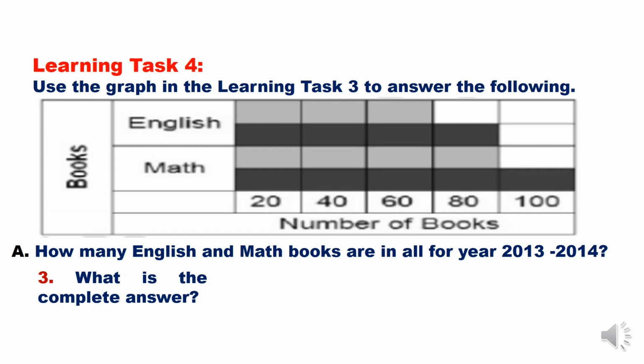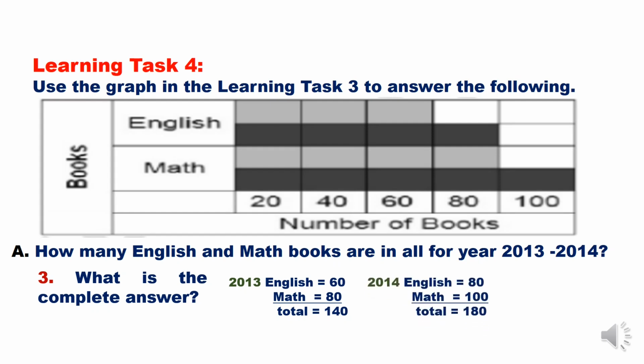Let us find out how many English books and mathematics books in all for year 2013 to 2014. For 2013, there are 60 English books and 80 mathematics books with a total of 140 books. While in 2014, there are 80 English books and 100 mathematics books with a total of 180 books. Let us add 140 plus 180 equals 320 books.